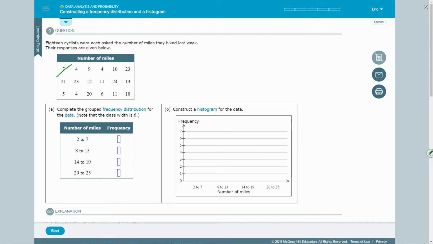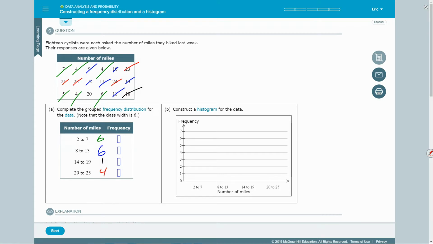So I have a 7, I have a 4, I have a 5, a 4, and a 6. That's 1, 2, 3, 4, 5, 6. 8 to 13, I have a 9, a 10, a 12, 11, 13, 11. That's 1, 2, 3, 4, 5, 6. 14 to 19, I have a 1. And lastly, 20 to 25, I have 1, 2, 3, 4.